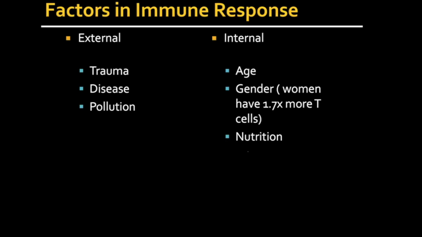Obviously, if they are very young or very old, they're going to have probably a worse response. Gender: guess what? Women have 1.7 times more T cells than males. Why? I don't know. It may be because we're the child bearers. I do not know. And nutrition. Anybody with poor nutrition is going to have a worsened or weaker immune response, and that also includes hydration as well.